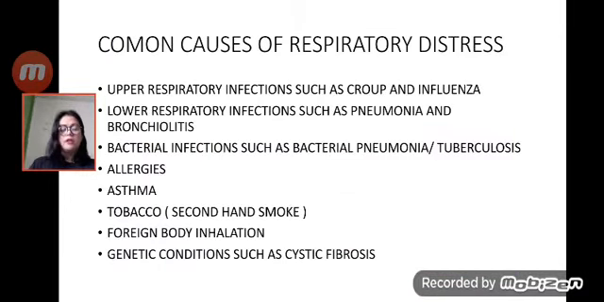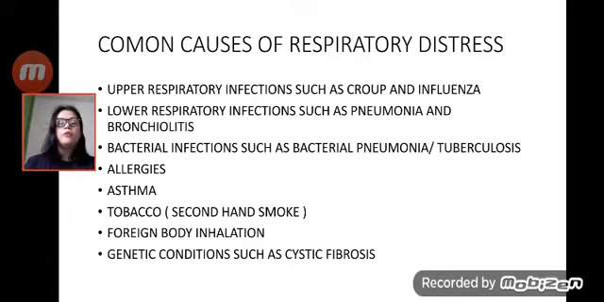So what are the common causes of respiratory distress? Of course, there are upper respiratory infections such as croup and influenza, and lower respiratory infections such as pneumonia and bronchiolitis.